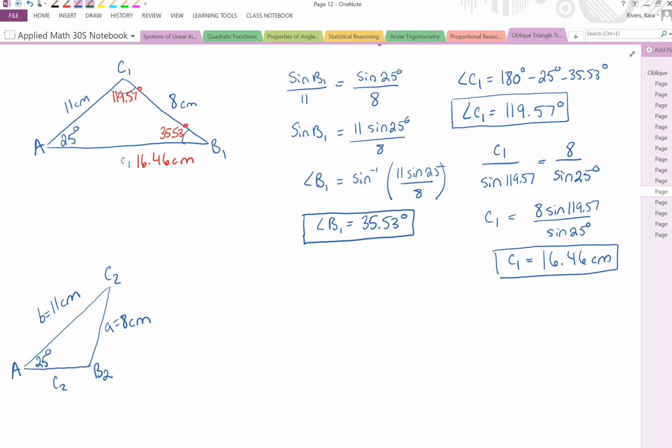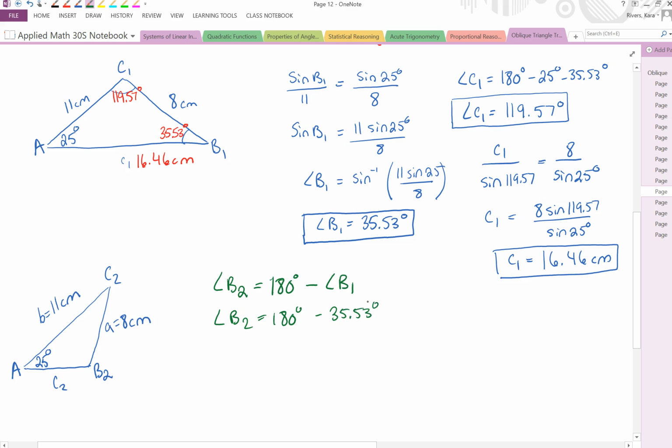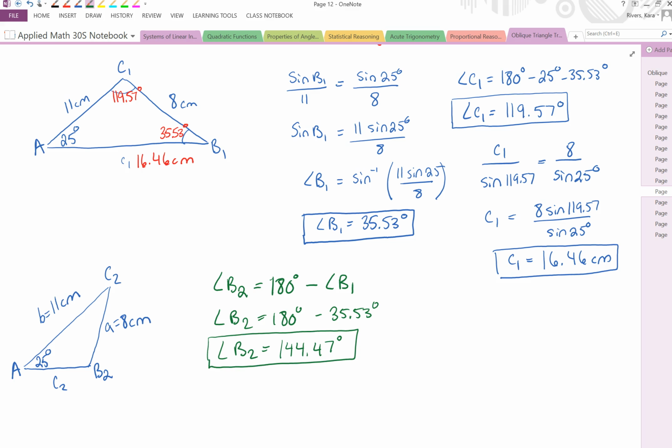Let's start doing that. So angle B2 is going to be equal to 180 degrees minus angle B1. So angle B2 is equal to 180 degrees minus 35.53 degrees, and we get 144.47 degrees. Again, put a box around your answer and label it on your diagram.